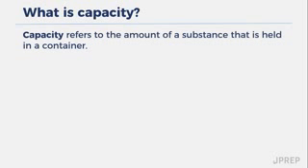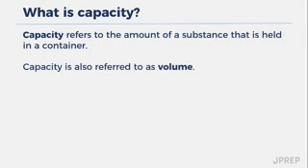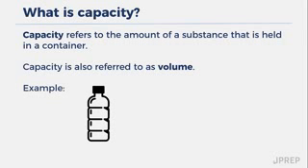We start with capacity. Capacity refers to the amount of substance that is held in a container. Sometimes people like to refer to it as the volume. For example, if I have this water bottle, I can say the capacity of the water bottle is 1.5 liters. So if I fill the bottle, I can measure it up to an extent using the liters.